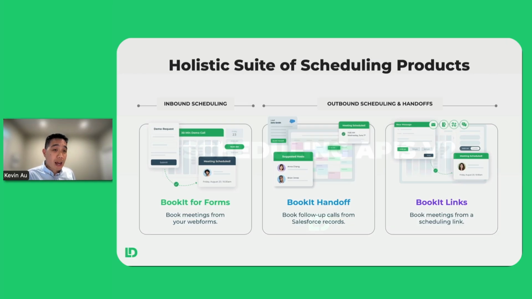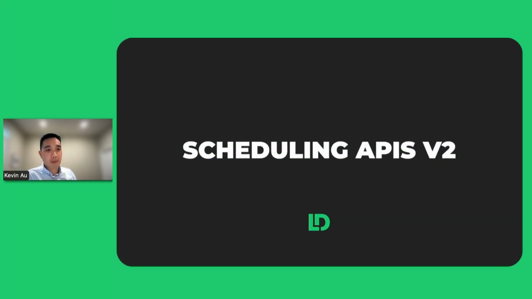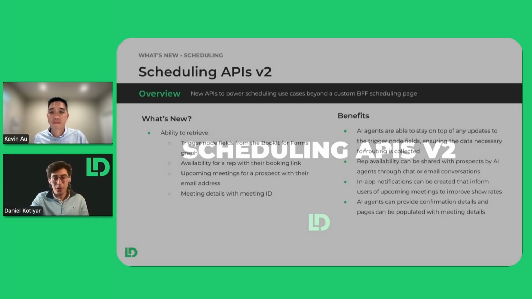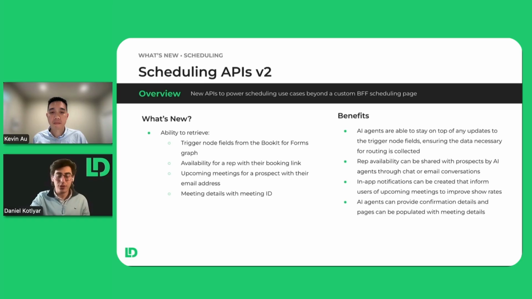Now, one of the things that we have seen quite a bit is a lot of folks are building AI-driven experiences, and those may or may not have a native scheduling component built into it. So how does LeanData come alongside and support these newer AI-enabled processes? And for that, I'm going to ask Daniel to come on and tell us about scheduling APIs. I would love to. Thank you, Kevin. All right. So we're releasing our next version of scheduling APIs.